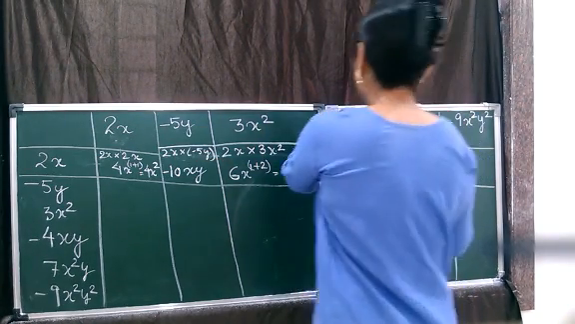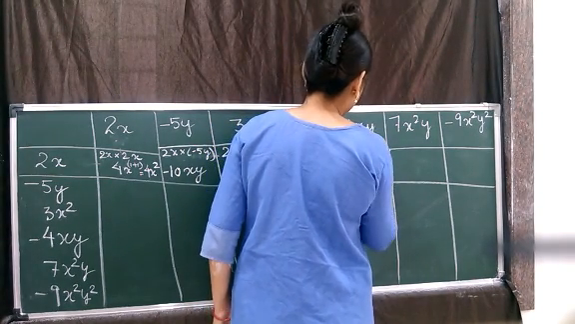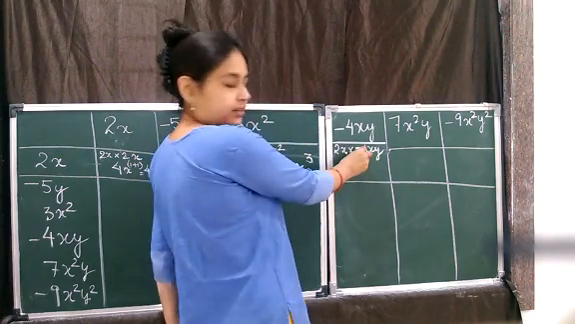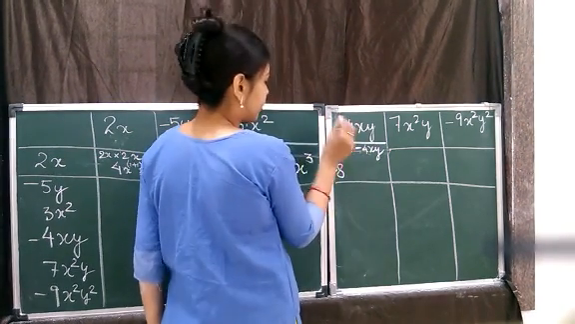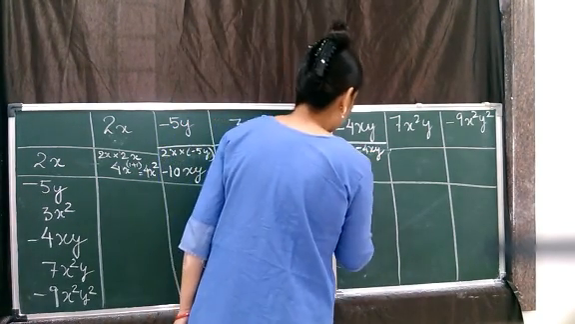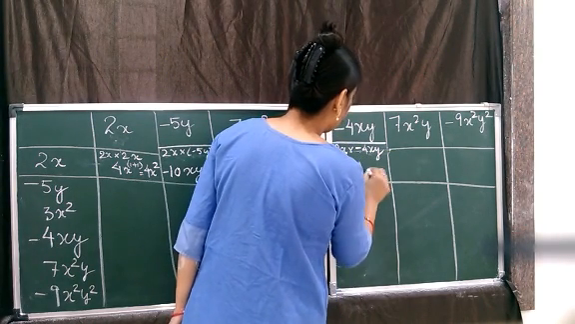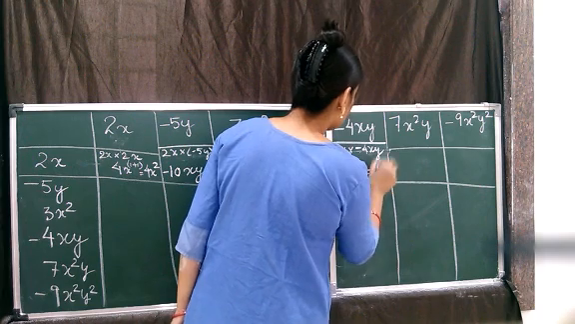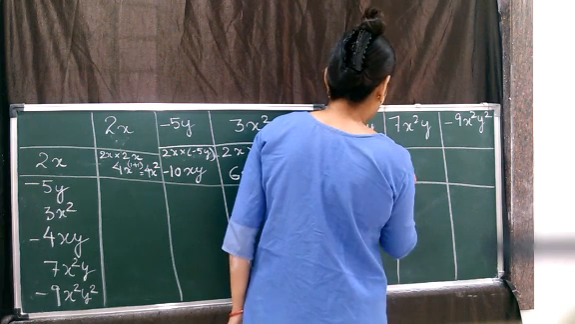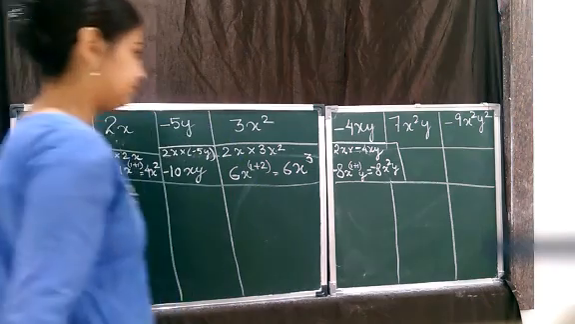Then 2x into minus 4xy. So 2 4s are 8. There is a minus sign with one of them, so the minus sign will be with the product also. Then x into x. You can see there is a variable which is common. So 1 plus 1, their power will be added, and y will be written simply y. So the answer comes out to be minus 8 x square y. Okay, minus 8 x square y.